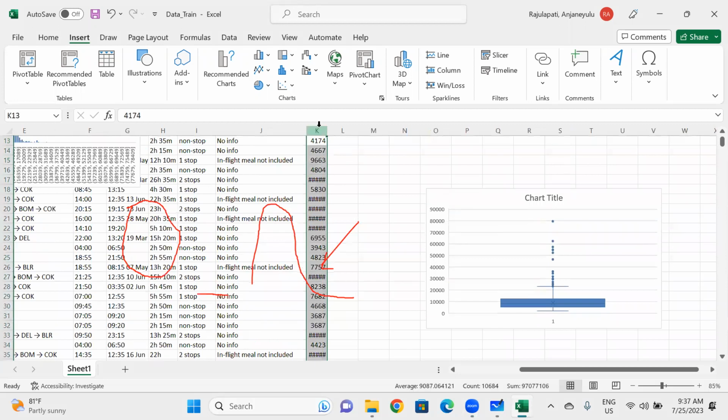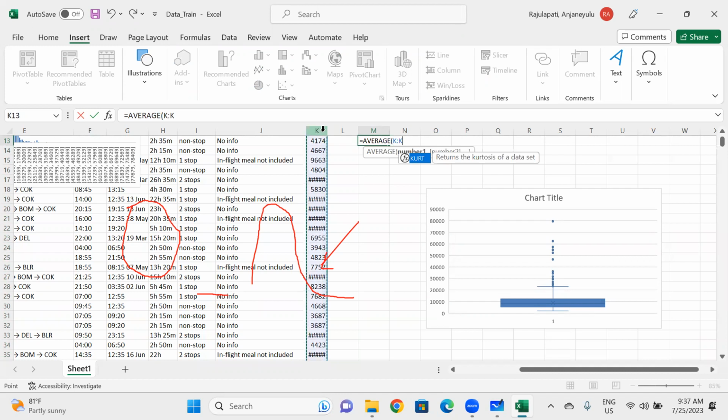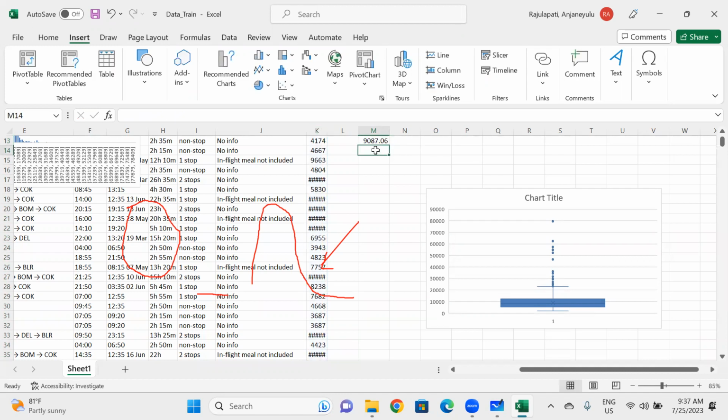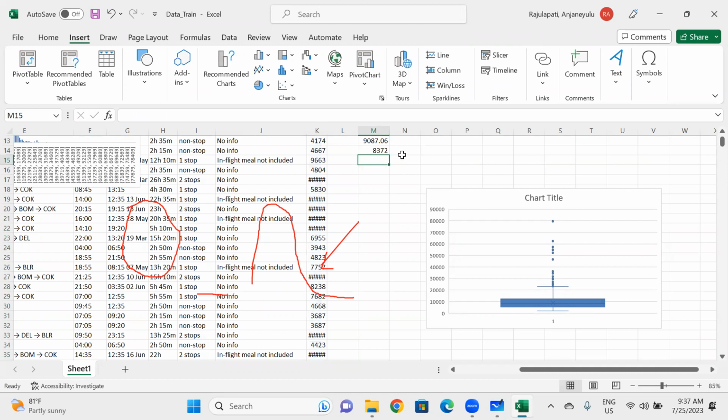Let me take this example and find the mean. If you want to find the mean, we just take the average. So here average, take this one and enter. So 9087 is my mean value, and the median. If you want to find the median, there is a direct function in Excel. Here the mean is high and the median is low.